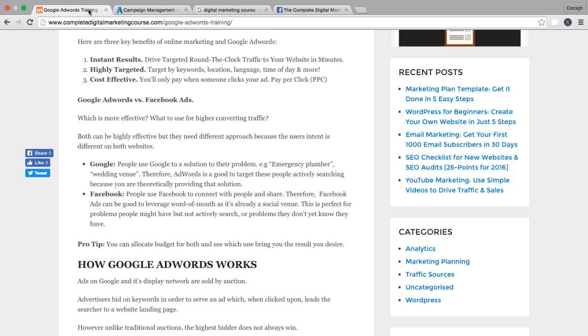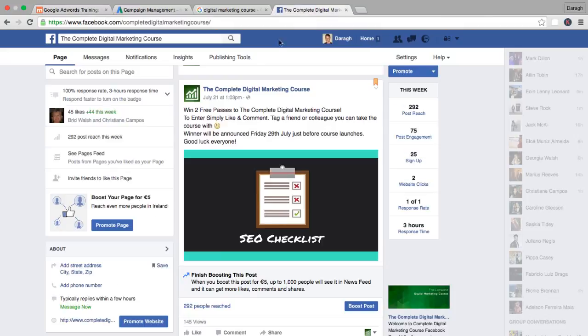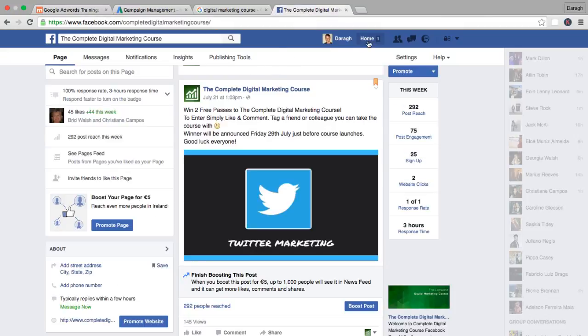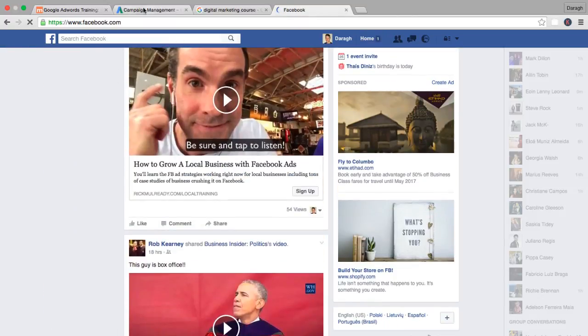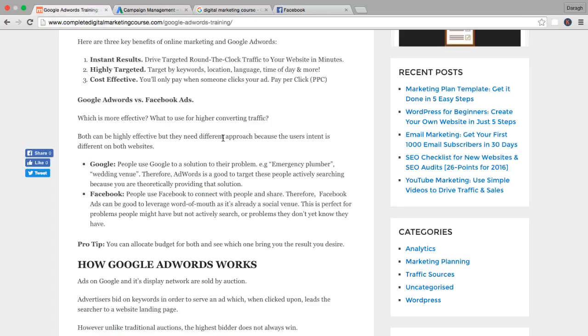Google AdWords. Now, remember that Facebook is slightly different. People use Facebook to share and connect with people. And just think about why you use Facebook. You come in, you're really here to share and connect with friends, etc. Now, what does that mean? Why is that good, and how would that change your approach to advertising? Well, the thing about Facebook is the Facebook ads can be a great way to leverage word of mouth, as it's already a social venue.